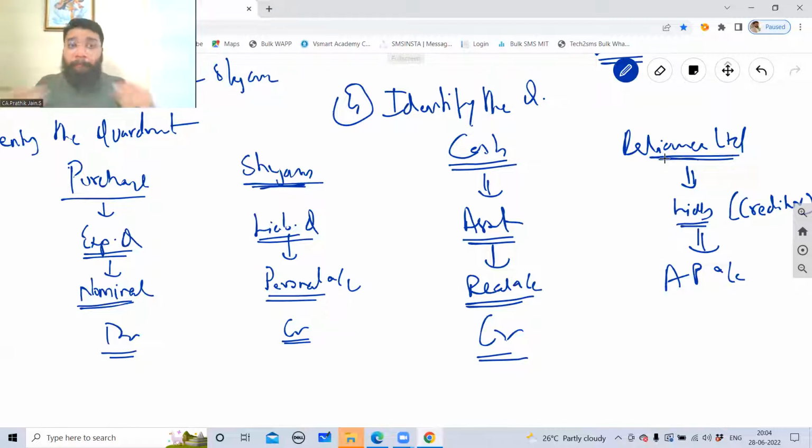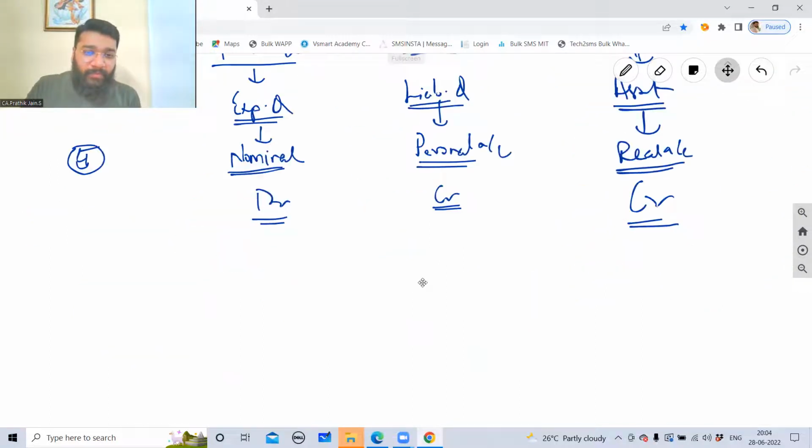Now, business is asking Reliance Limited, opposite person, Reliance Limited, are you receiver of the money or are you the giver of the money? Receiver of money. So debit the receiver. Debit the receiver. Any problem here? No, sir.